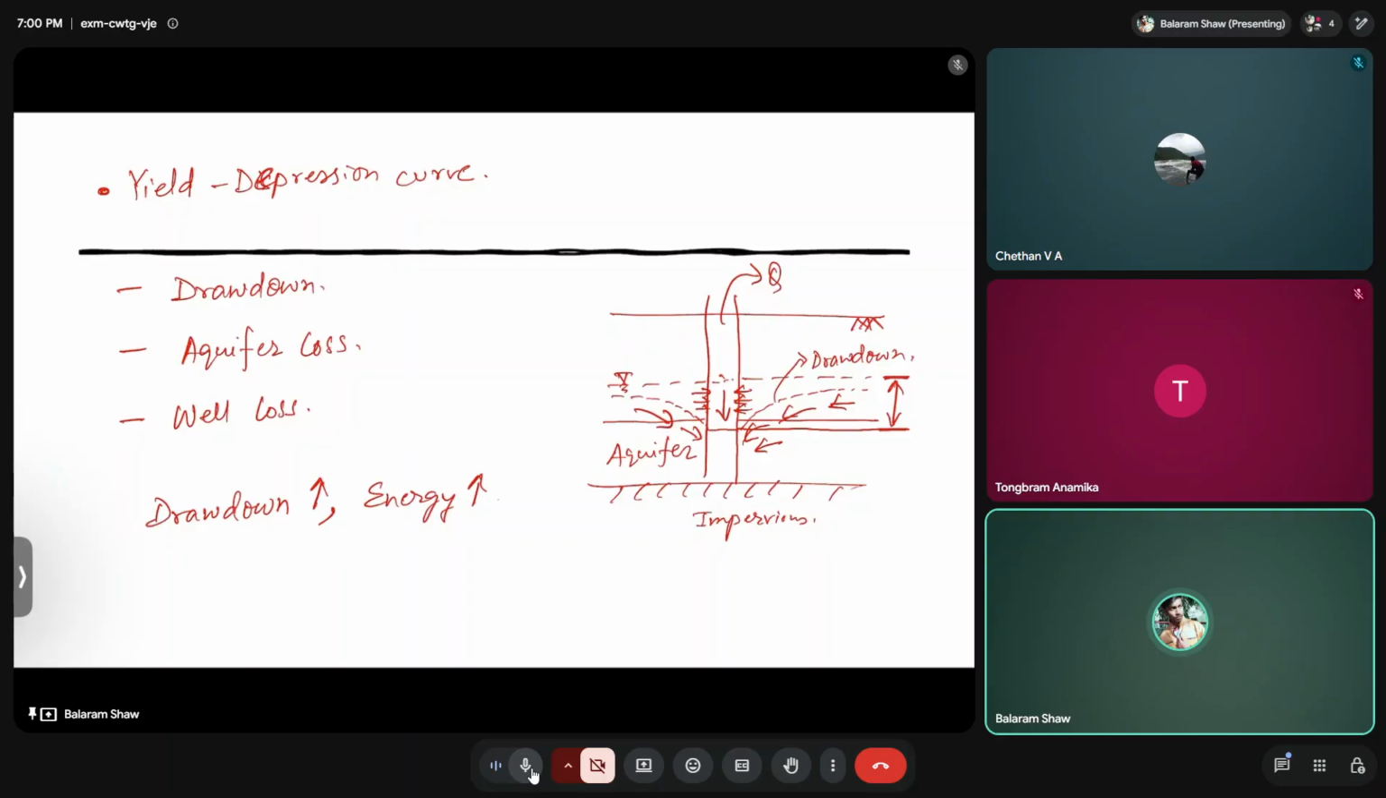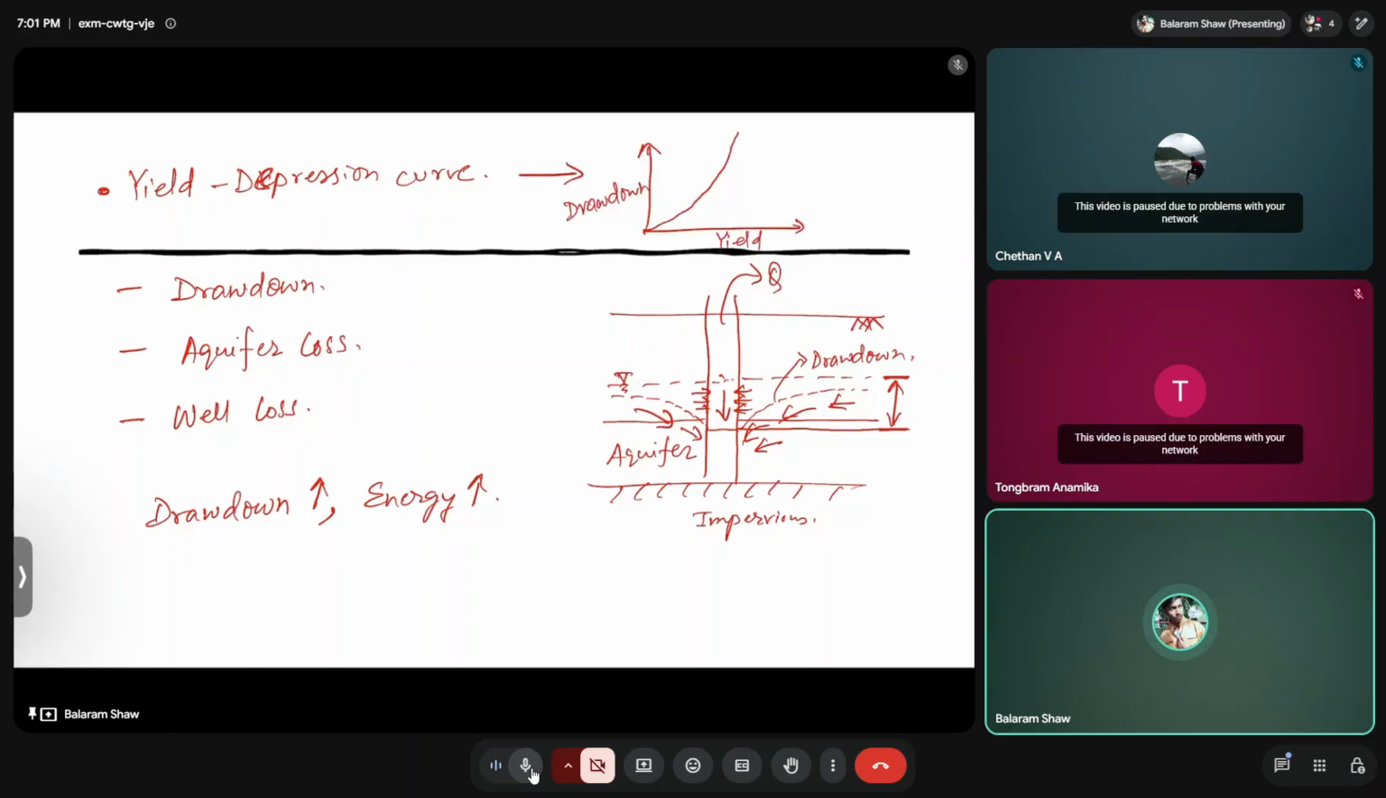Generally we use the yield drawdown curve, as I said. In the y-axis we will have the drawdown, and in the x-axis we will have the yield, and it will be somewhat curved. So this is the yield drawdown curve. A useful way of assessing the behavior of a well is to pump the well at different rates so that we can know at what optimum rate we can pump the well, and we measure the drawdown at each rate. Now if you see the ideal case, this is for Darcy's law. So this is the yield versus drawdown curve we have.